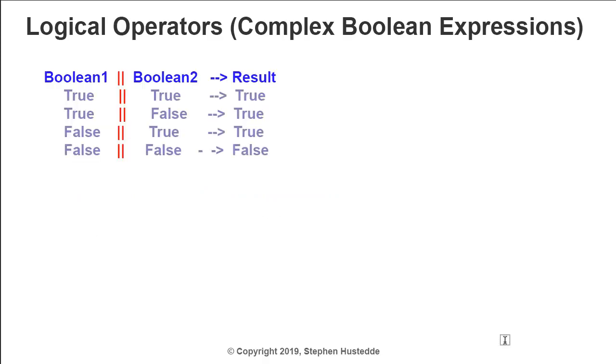Here then is our truth table. So if both Boolean 1 and Boolean 2 are true, and we're using an or, and again, the or is the double pipes, or double vertical pipes. If both of those are true, the result is true. If Boolean 1 is true, but Boolean 2 is false, the whole expression is still true. And likewise, if Boolean 1 is false and Boolean 2 is true, the whole expression is true. It's only false if both sides are false. It's an either or condition.